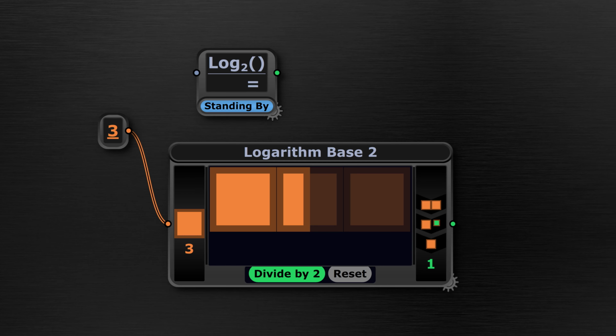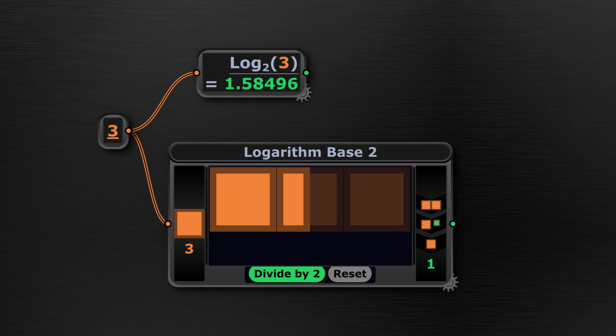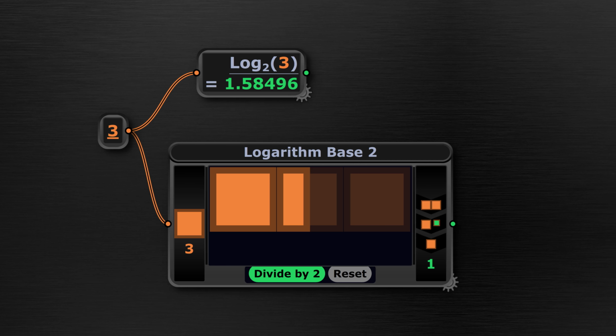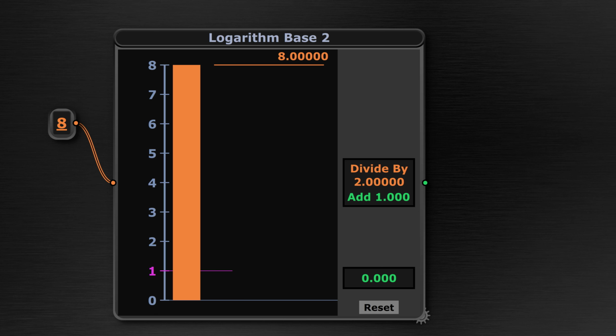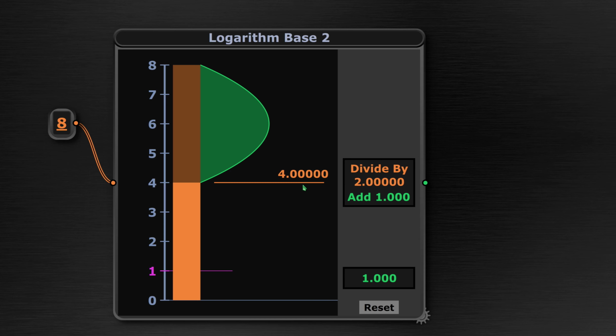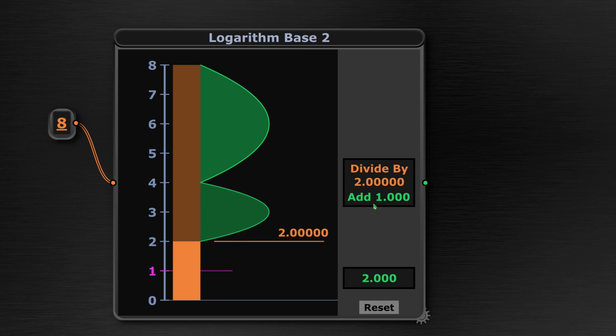Blocks aren't all that insightful. A calculator can give you the right answer, but how do you think about that? Well, logarithms with blocks works some of the time, but switching to a number line will make logarithms sublime. 8. Divide by 2. You're here. Divide by 2. Here. Divide by 2. And you've got to 1.